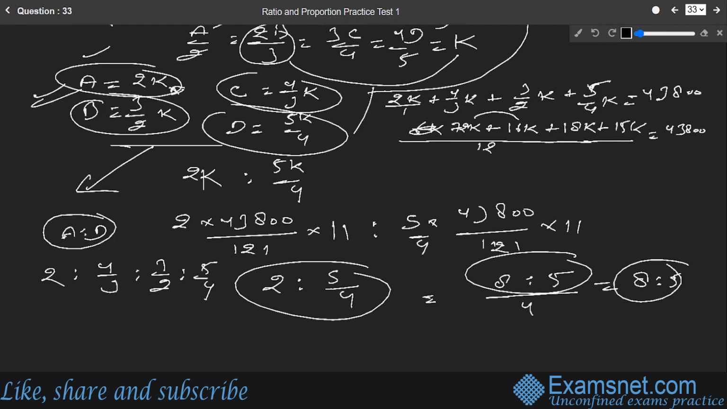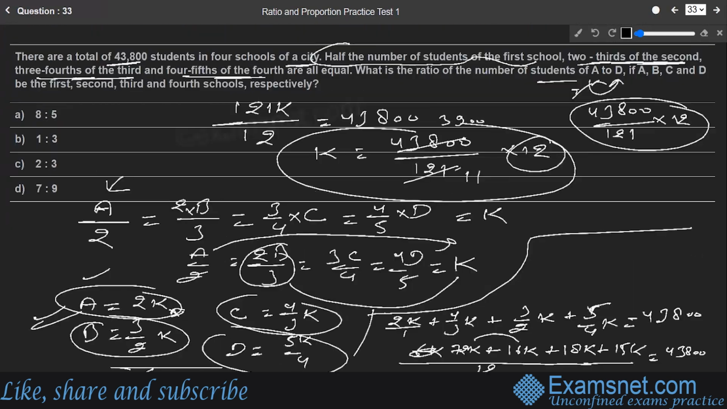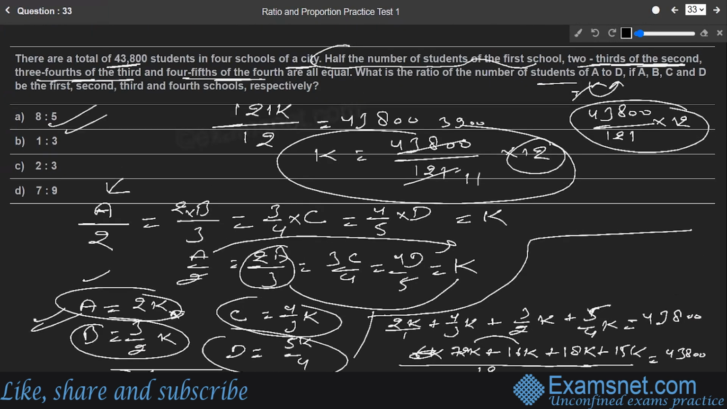So we don't need to go for the longer one and find out the K value, because that will ultimately get cut away from both sides. So A is to D could have been directly found by 2 is to 5 by 4 that we found here, directly in the earlier steps only. And 2 is to 5 by 4 would have given you 8 is to 5 ultimately. And that is the right answer available with us, 8 is to 5, option number A.